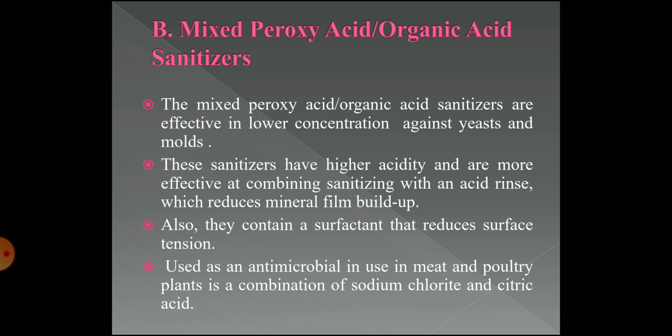Second is mixed peroxide acid or organic acid sanitizer. The mixed peroxide acid or organic acid sanitizers are effective in lower concentration against yeast and mold. These sanitizers have higher acidity and are more effective at combining sanitizing with an acid rinse which reduces mineral film buildup. Also, this contains surfactant that reduces surface tension. It is used as an antimicrobial in meat and poultry plant as a combination of sodium chloride and citric acid.